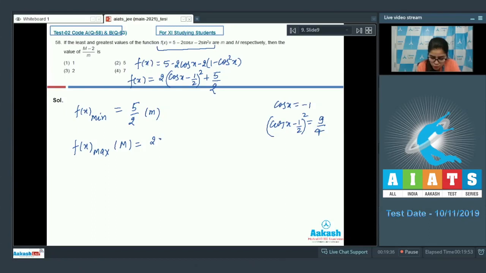So maximum value you are getting 2 into 9 by 4 plus 5 by 2. That is equal to 7. So now calculate the value of capital M minus 2 divided by small m is equal to 7 minus 2 divided by 5 by 2. That is equal to 2. So your correct answer is option number 3. Now move on. Next question.